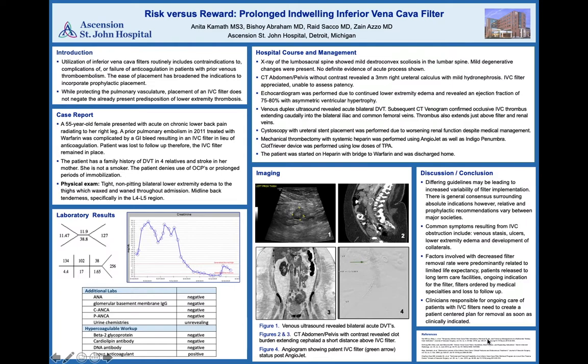The thrombus extended from the popliteal veins with continuous involvement to the femoral veins, iliac veins, and lower inferior vena cava. The thrombus also extended cephalad a short distance above the infrarenally placed IVC filter. Vascular surgery performed a mechanical thrombectomy with systemic heparin using AngioJet and Indigo Penumbra. A Clottriever device was used with low doses of tPA.